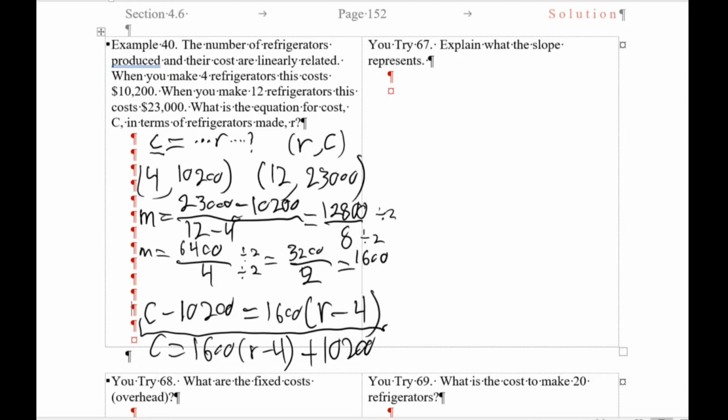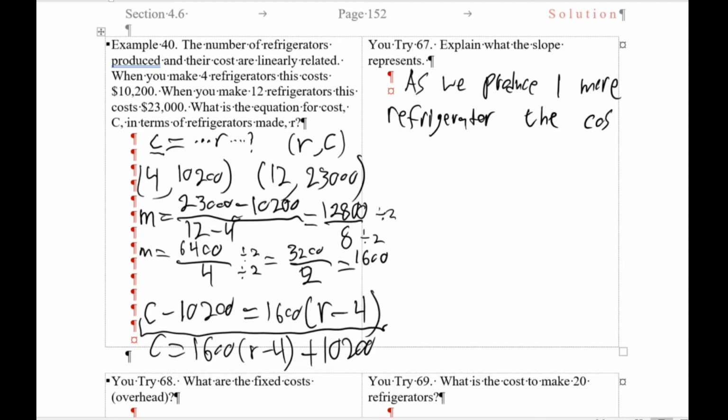Explain what the slope represents. Well, as my r changes by 1, my cost goes up 1,600. So as we produce one more refrigerator, the cost increases by, what was it again? $1,600.